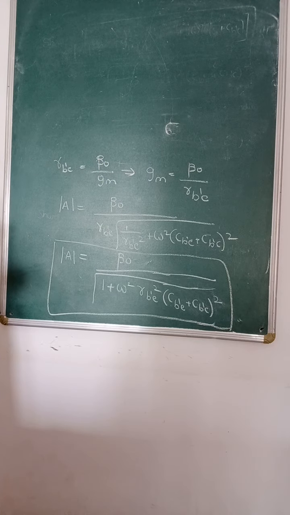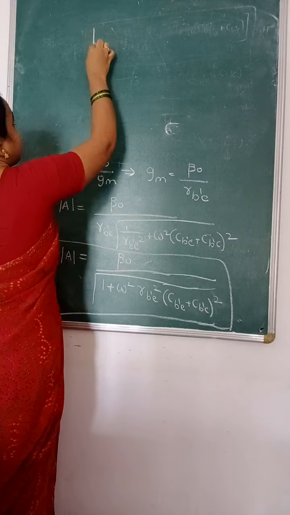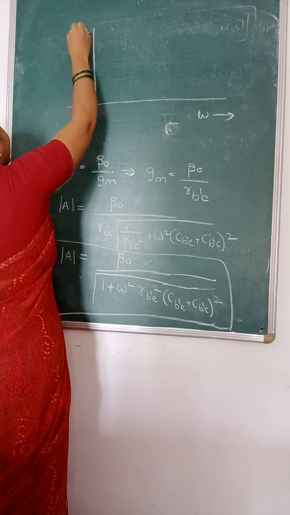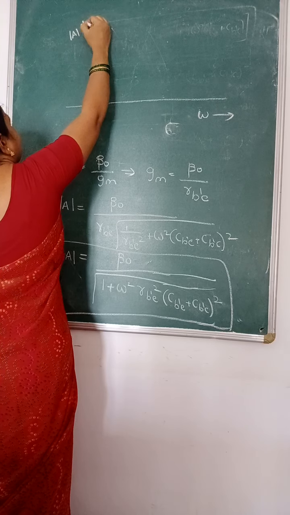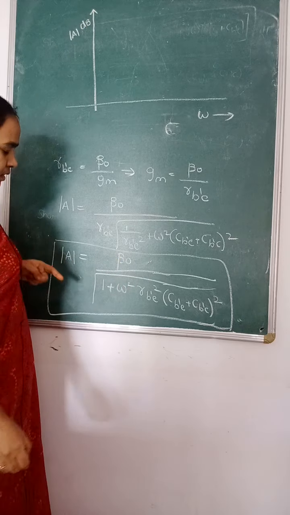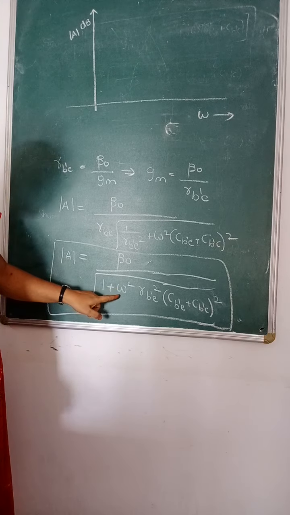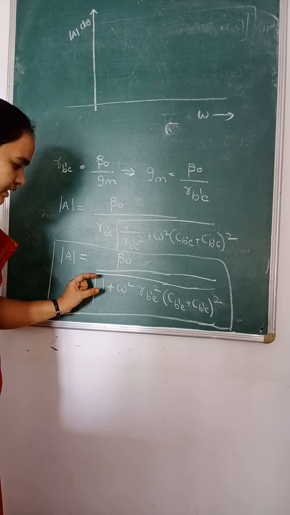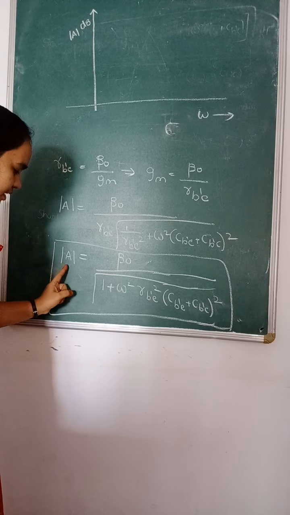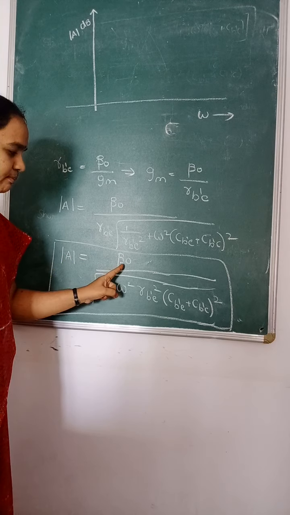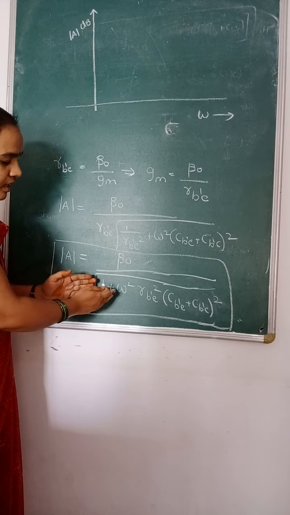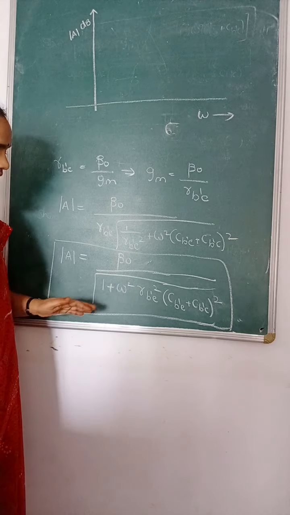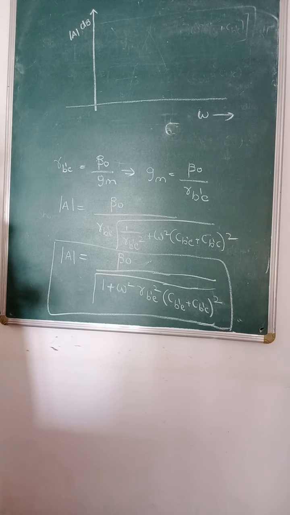Next, if you draw the graph between omega versus modulus of A in decibels, then if omega is equal to 0, this total value becomes 0. Then the denominator becomes 1. Hence the magnitude of current gain is maximum, that is beta naught. So if the omega value increases, frequency increases, this ratio decreases. So the maximum value is beta naught here.